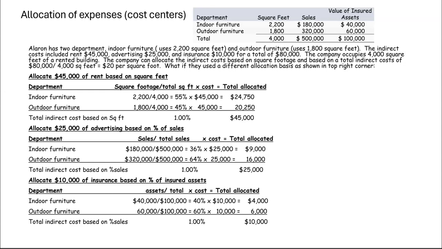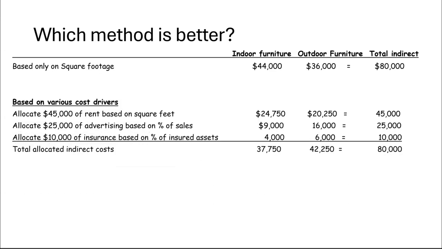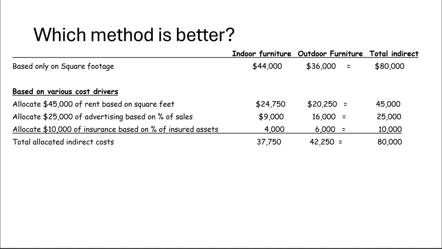Now, which method is better? So let's do a comparison. If we do it based on square footage, more costs go to indoor furniture than outdoor furniture. However, if we do it based on our various cost drivers, it changes. And now outdoor furniture gets more of the allocation. And it seems to me that might be a better way of allocating. The only problem you would have is discussing it with these two different departments and getting them to go along with this change.